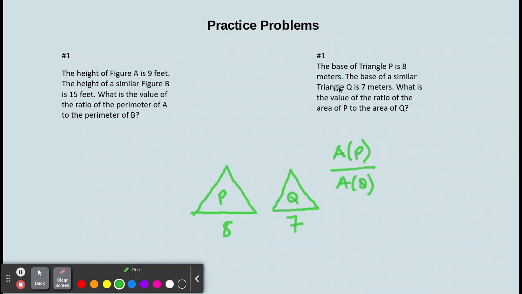Now remember, when we're talking about area, we are talking about the square of the value of the ratio of the side lengths. So we have the base of P, which is 8, the base of Q, which is 7, but we want this squared. And what is that? And that is your answer.